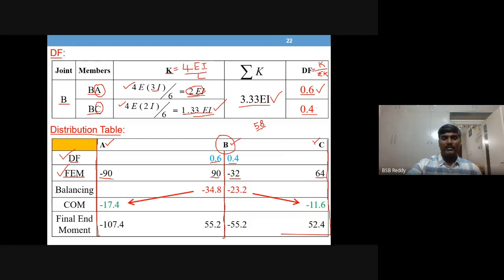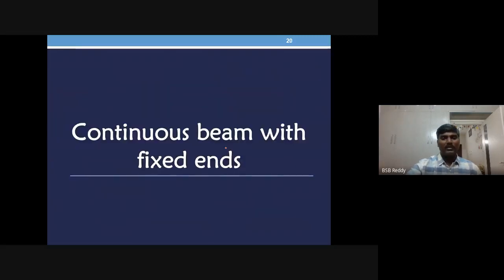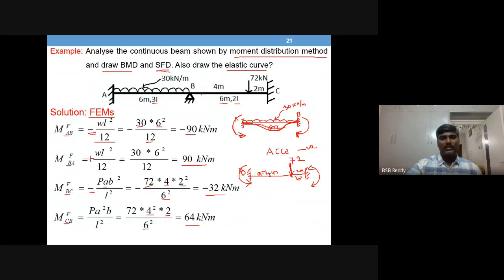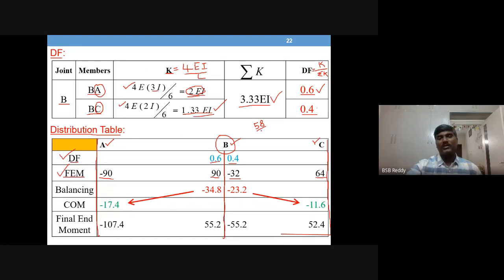Right. So what do you do with that 58? It should be 0, right? Total moment at B shall be 0. The reason: B is a hinge. Total moment at B should be 0, but it is not 0, it is 58. So what do you do now? You have to balance this remaining value. So to make it 0, you have to add minus 58.